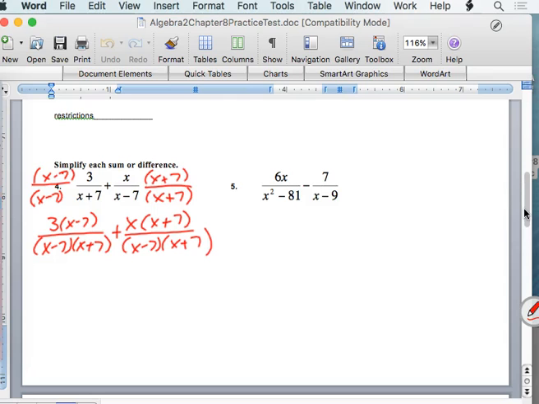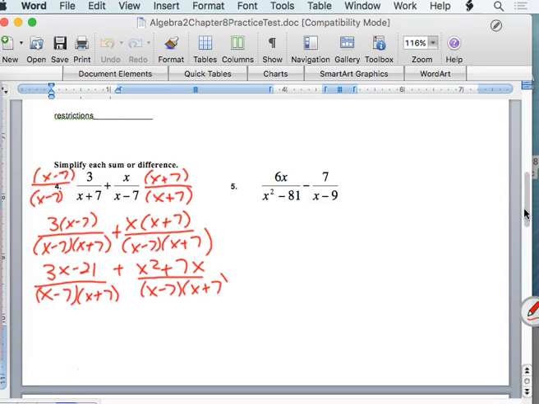And now we distribute. So remember, we want to see what do we have up there that we can put together. So 3x minus 21 plus x squared plus 7x over x minus 7 times x plus 7. Do you see the common denominators? That's a good thing, because that means we can just go ahead and pull it all together in the numerator and keep that common denominator. So let's see what we have up there. We've got an x squared plus 3x plus 7x will be plus 10x minus 21. So x squared plus 10x minus 21 over x minus 7 times x plus 7.